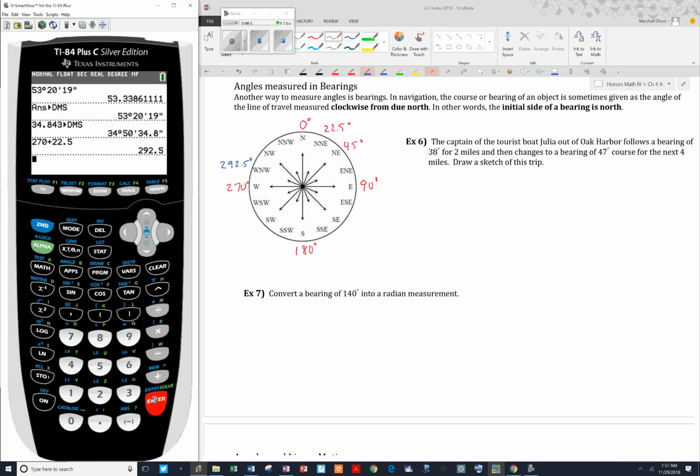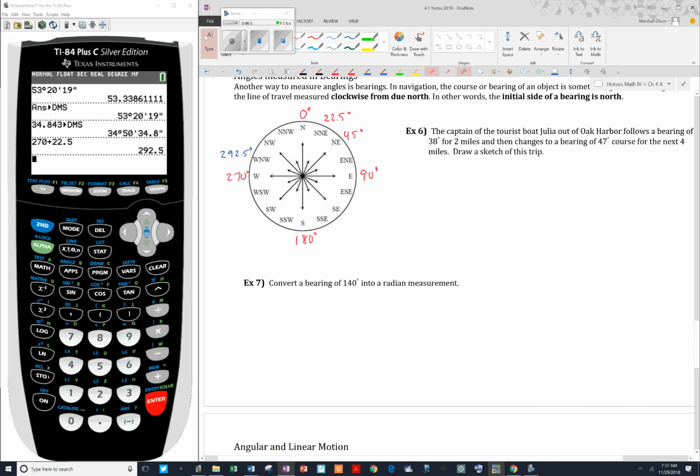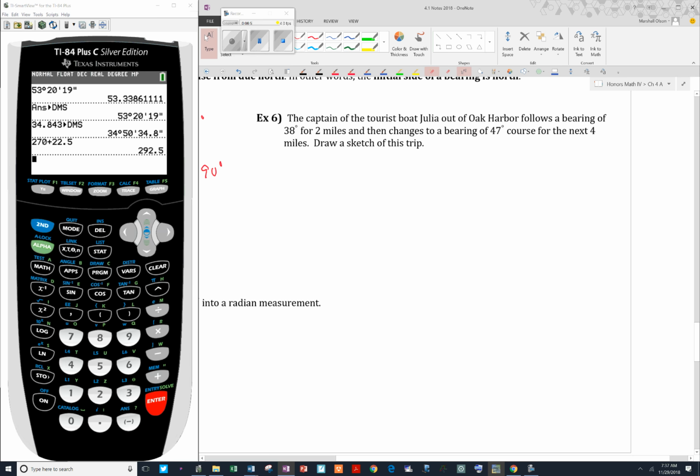All right, so let's take a look at this here. Actually, let's do example 6 first. It says, the captain of the tourist boat Julia out of Oak Harbor follows a bearing of 38 degrees for 2 miles and then changes to a bearing of 47-degree course for the next 4 miles. Draw a sketch of this trip. I'm just going to put Oak Harbor down here. There's where our boat is leaving from.